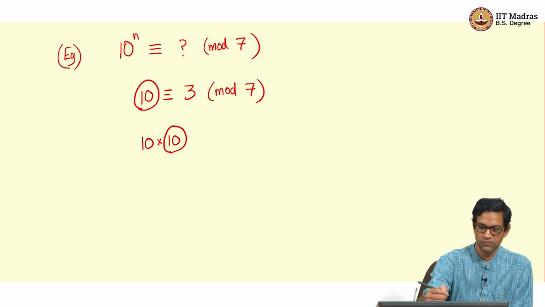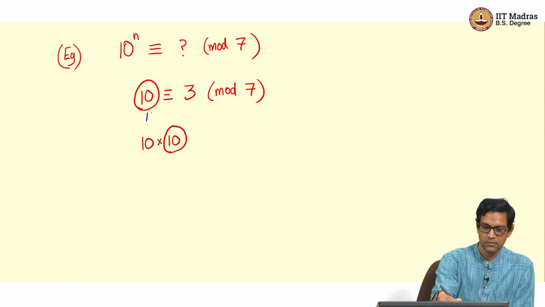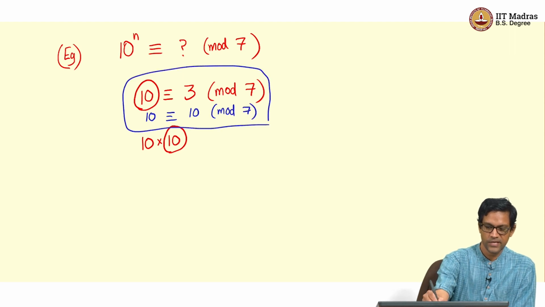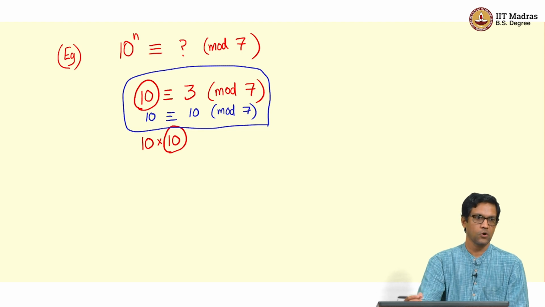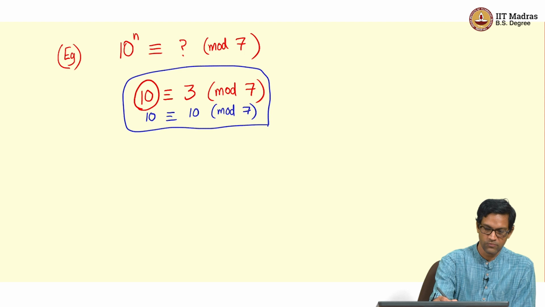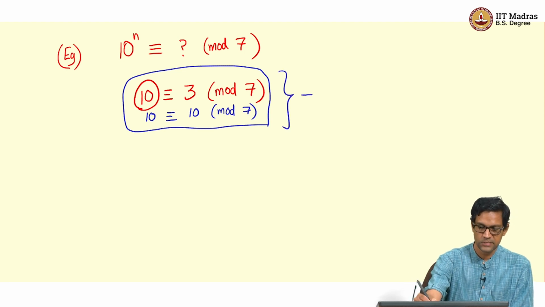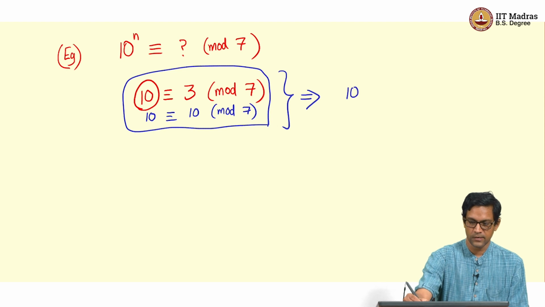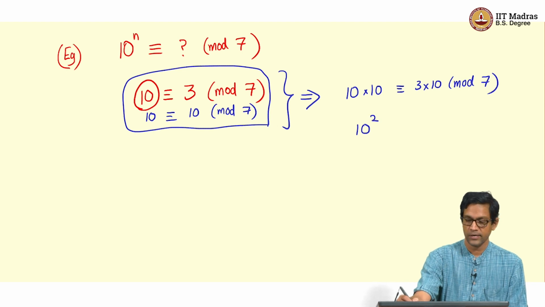So, we do the following clever thing. Observe, I can just think of 10 as being congruent to itself mod 7. I am not really saying anything new here, 10 of course is congruent to itself mod 7, but why are we inserting that little congruence there? Because now this allows us to use the product rule for congruences that we talked about. So, from here I conclude that the product 10 times 10 is congruent to 3 times 10 mod 7.